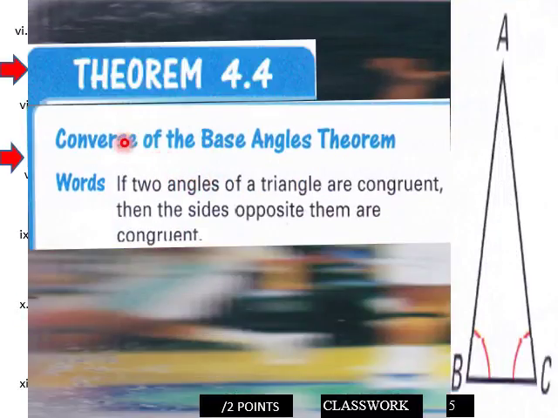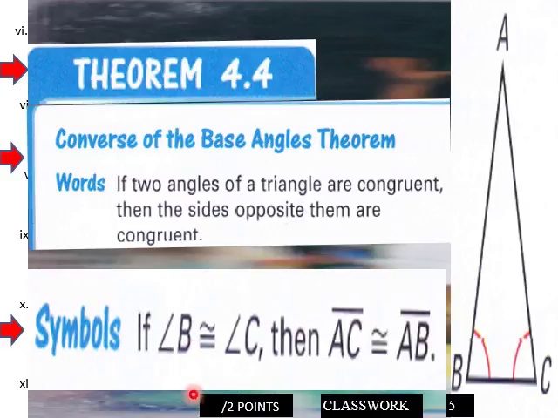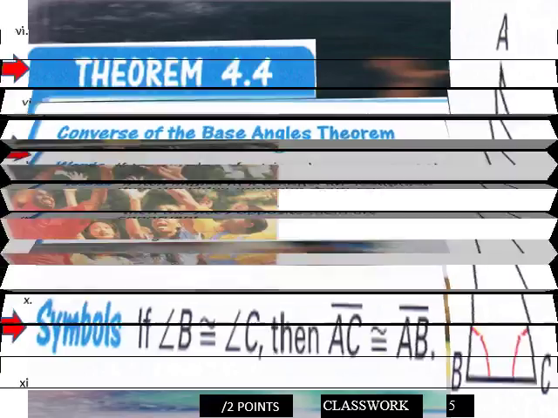Okay, theorem 4.4. If two angles of a triangle are congruent, then the sides opposite them are congruent. So these angles here are congruent, so that means that these sides here would be congruent as well. So if angle B is congruent to angle C, then line AC is congruent to line AB, or the side lengths here would be congruent.